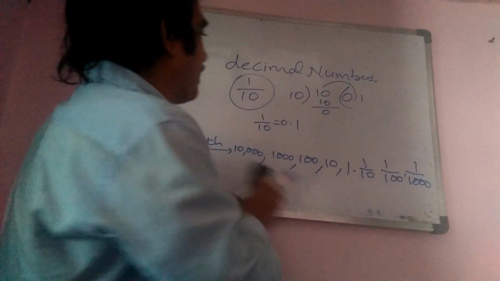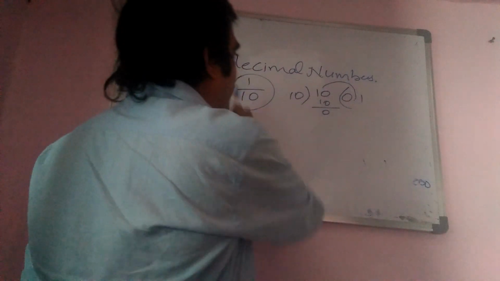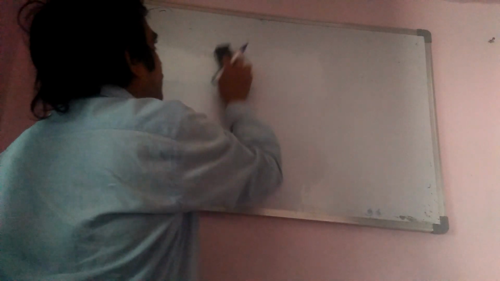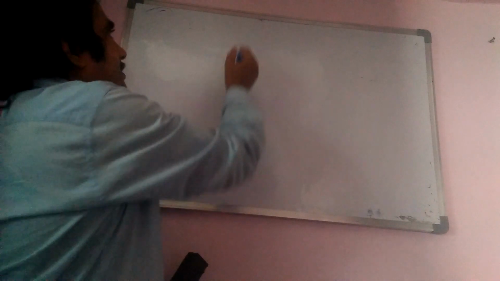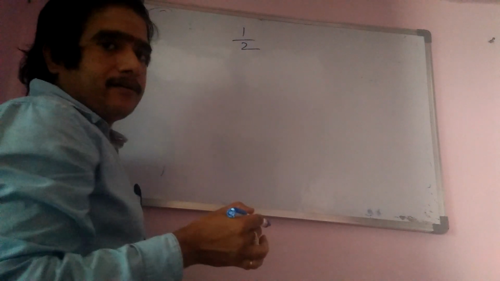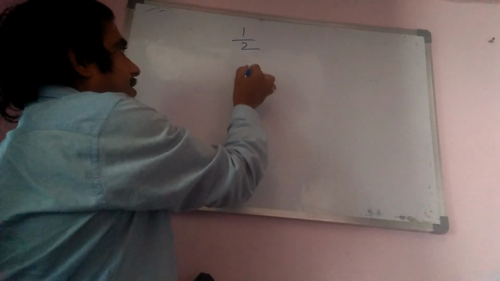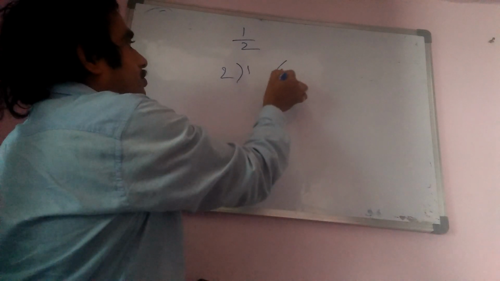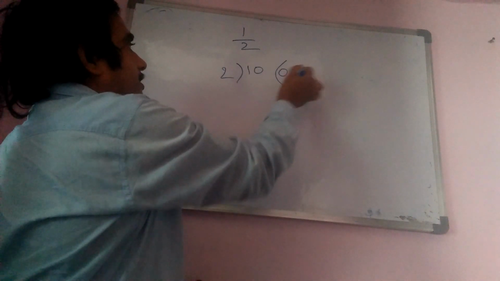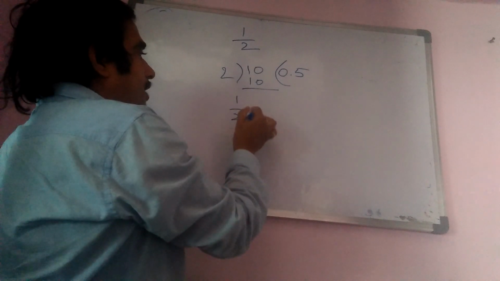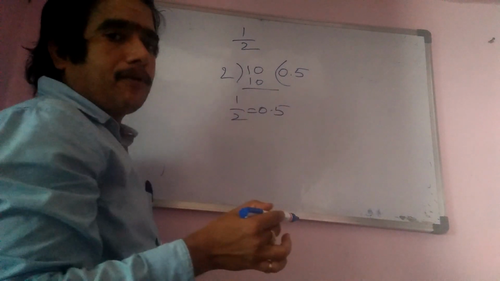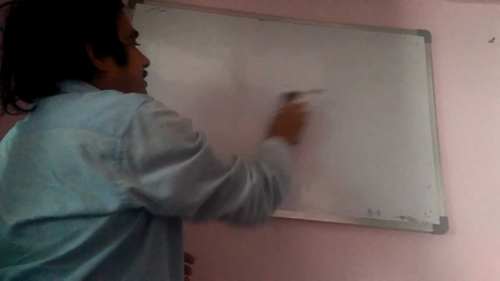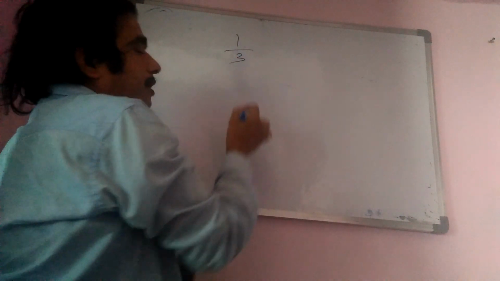So what are we learning today? Today we are learning how to represent a given number in decimal form. First thing. For example, 1 by 2 is given. 1 by 2, how to represent? Divide 1 with 2. You must be perfect with divisions. So 2 fives are 10. So 1 by 2 can be represented as 0.5.